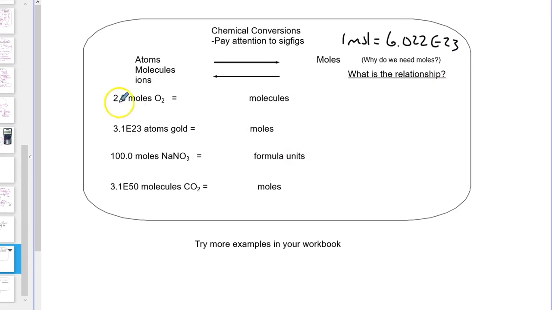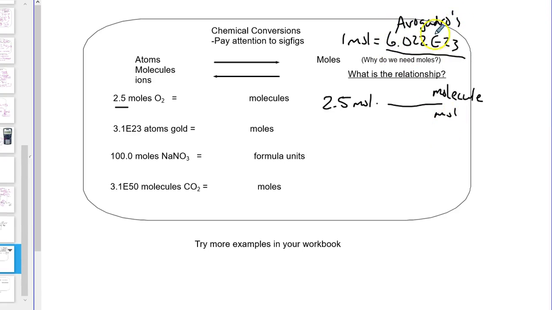Let's put the work here. I have 2 sig figs here. So 2.5 moles, get rid of moles, and go to molecules. I only use molecule because O2 is a molecule. Now, this is my equivalency. So I'm either going to be multiplying by this number here. We call this Avogadro's number. I'm either going to be multiplying by it or dividing by it.